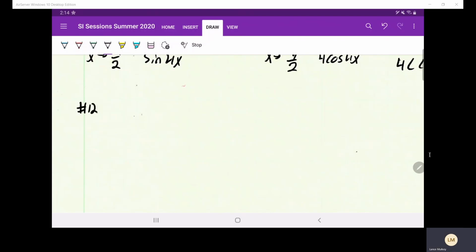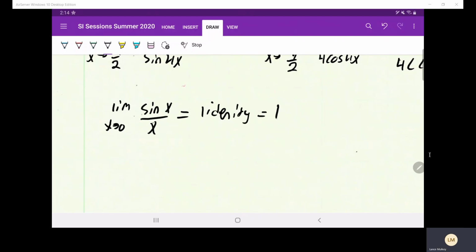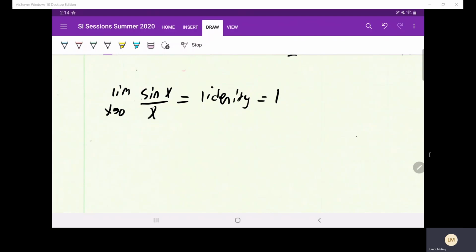Number 12. Limit as x approaches 0 of sine x over x equals 1, that's an identity. Throwing that in there.